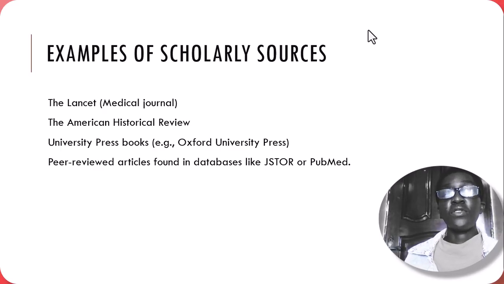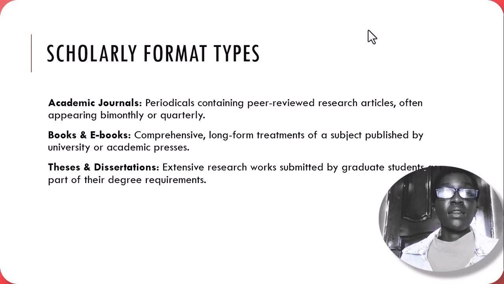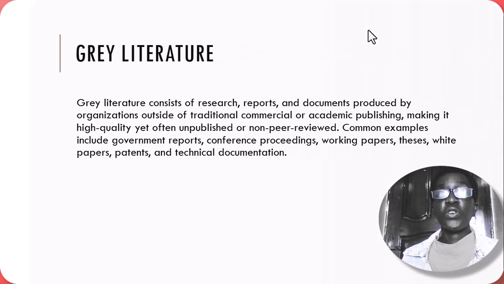Then you have the peer-reviewed articles found in databases such as JSTOR or PubMed. Then scholarly format types are academic journals. So periodicals containing peer-reviewed research articles often appearing bi-monthly or quarterly. And you have the books and ebooks, the comprehensive long-term treatments of a subject published by the university or academic presses. Then you have theses and dissertations, extended research work submitted by graduate students as part of their degree requirements.